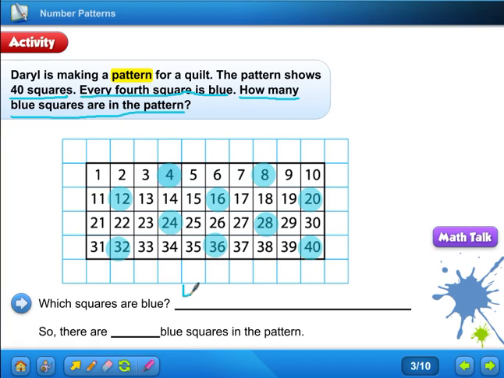Well, we know it's the 4, 8, 12, 16. Hope you're writing neater than I am. 20, 24, 28, 32, 36. Sorry, I have to kind of smushy it in here. And 40.